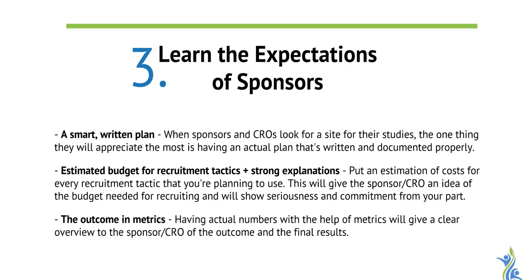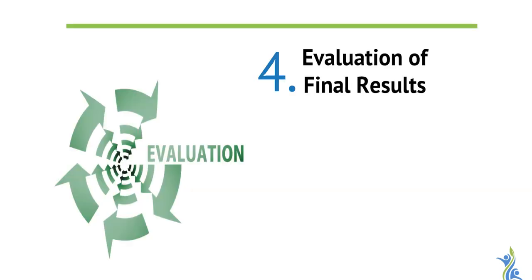Learn the expectations of sponsors. Really find out what they're looking for, find out what kind of budget they're giving you and what kind of central vendors they're going to give you, and then figure out the metrics that they're going to judge you on. Of course, randomization is one, but they may look at how many screen fails, stuff like that. So definitely take a peek at that.